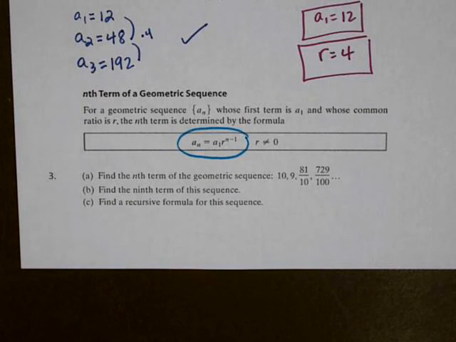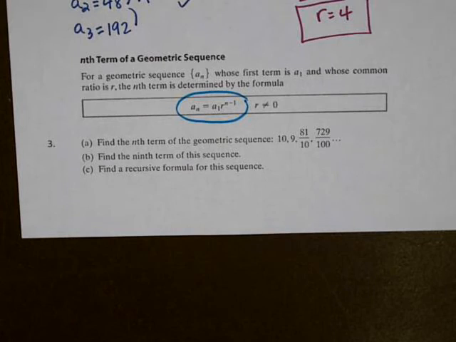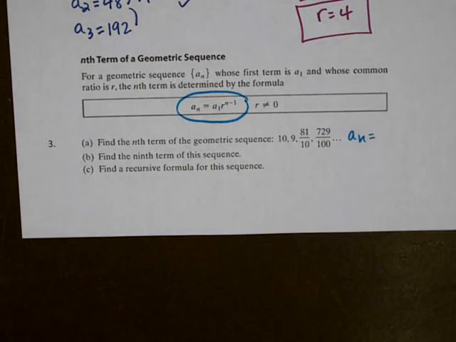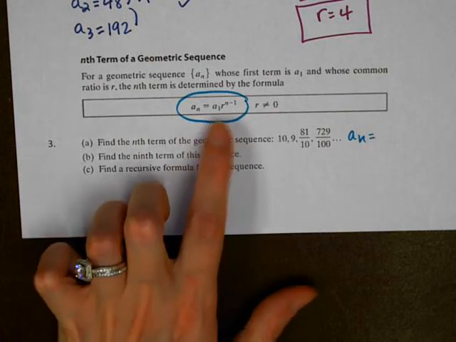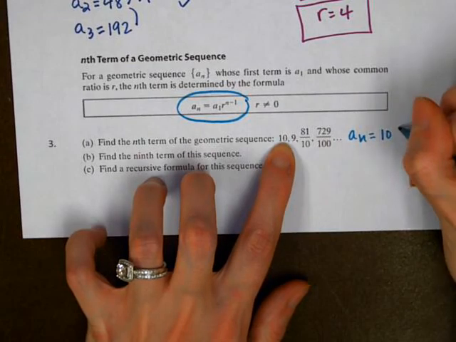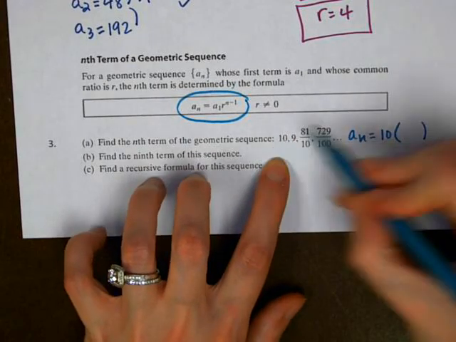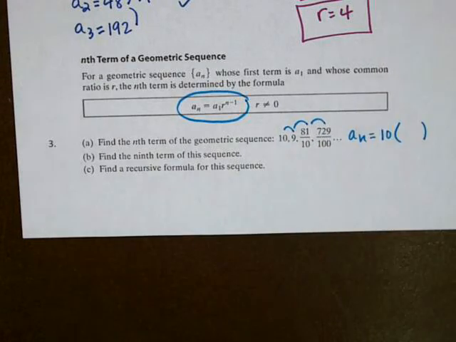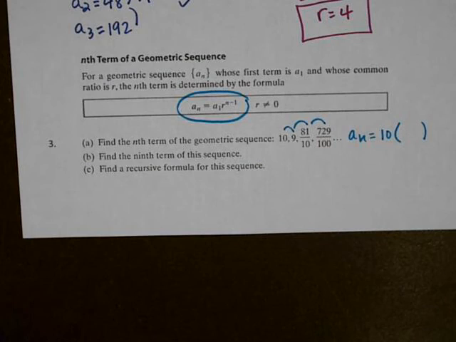Okay, so here we go. Letter A. Find the nth term. So we need to find a sub n. And we're not going to get an actual number answer, right? Because we don't know what n is. So let's just follow the formula. a sub 1 is 10. What's r? How do you get from term to term? What are we multiplying by? Sometimes it's a little hard to see.